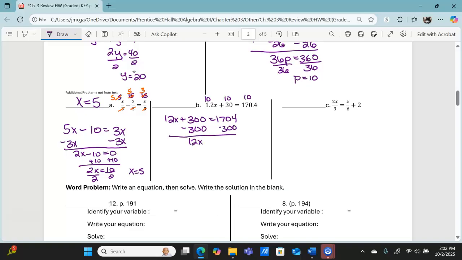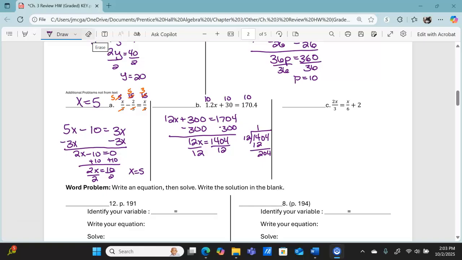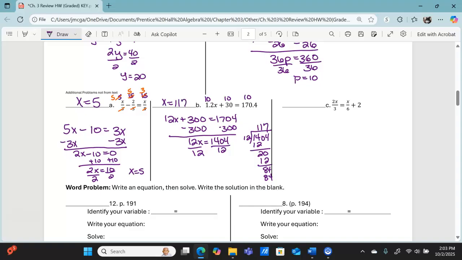And you get 12x equals 1404. Divide by 12. It will go in one time. And I don't need to bring down that 4 yet. I just need to bring down the 0. It will go in one time. 84, and that would be 7. 7 times 12 is 84. So I get x equals 117.